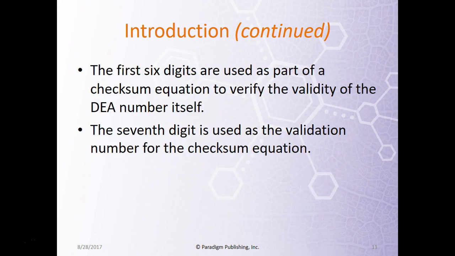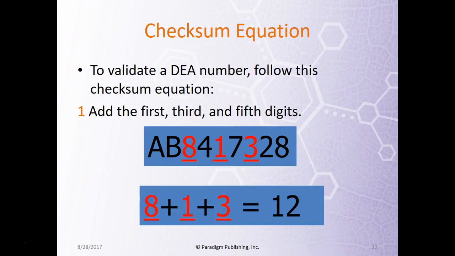Now, there's a set of 7 numbers that follow those 2 letters. The first 6 digits are used as part of what we call a checksum equation that we use to verify the validity of the DEA number. The 7th digit is the validation number, and we use that for the checksum equation. So, how does this work? To validate a DEA number, we're going to follow a checksum equation.